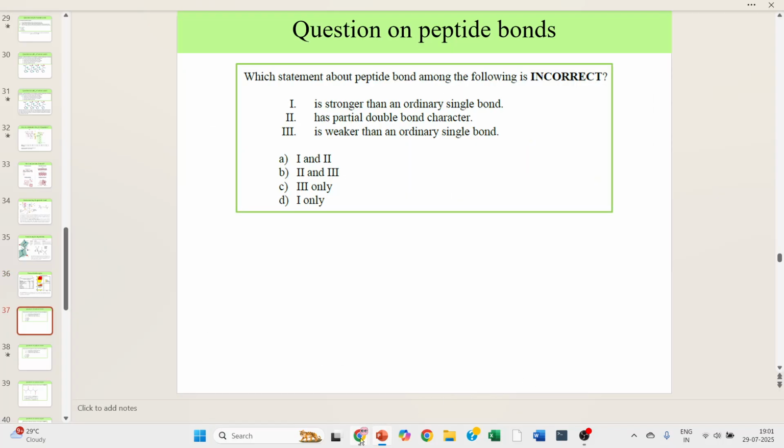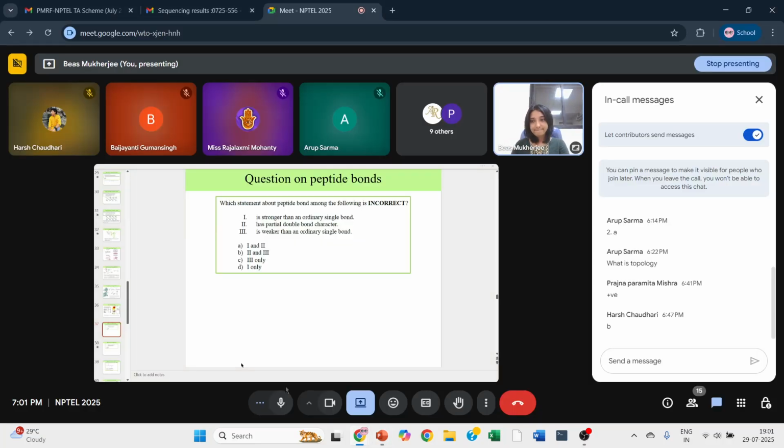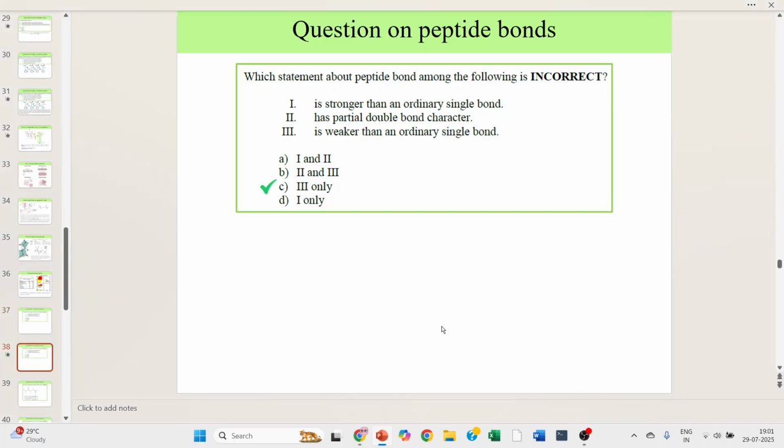Now try to answer this question. Which statement about the peptide bond is incorrect? It is stronger than an ordinary single bond. It has partial double bond character. It is weaker than an ordinary single bond. So see, 1 and 3 are contradicting one another. So which one do you think is incorrect? D. Okay. So C is the right answer, because the incorrect statement is that it is weaker than an ordinary single bond. It is stronger, and it has partial double bond character.